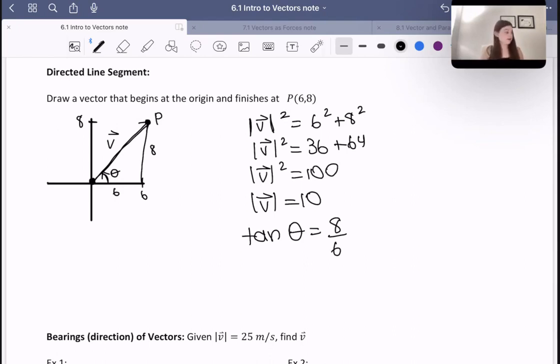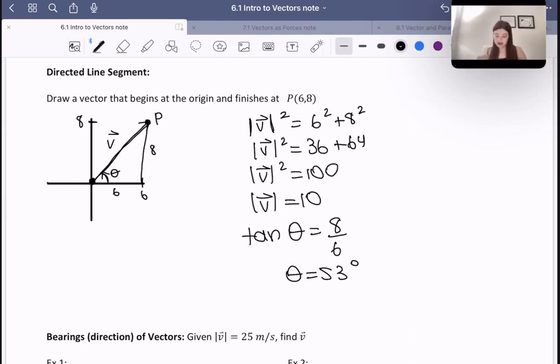And then we can grab a calculator. And where did I put that calculator? Well, that's a mystery. We'll figure that out later. But anyway, you can grab a calculator, and we're going to type in 8 divided by 6, and then we're going to take the inverse of tan. So second function, and then tan is what it will be on most calculators. And then you should get that theta is equal to 53.13 degrees. Or you know what, I'm just going to round it to the nearest degree and say it's about 53 degrees.